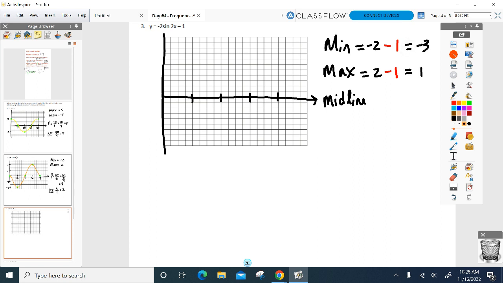Good work. And while we're here with you, how about a midline? -1, right? So all three values need to go on your y-axis: 1, -1, and -3, wherever you put them, however you space them.